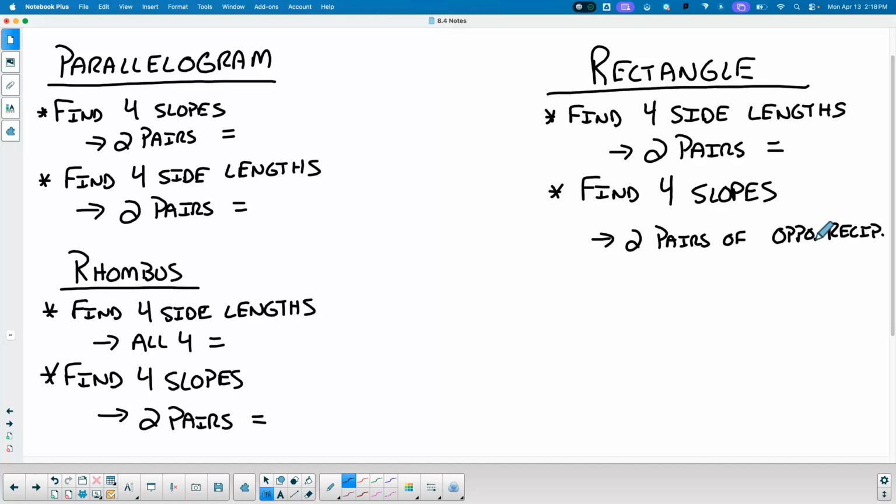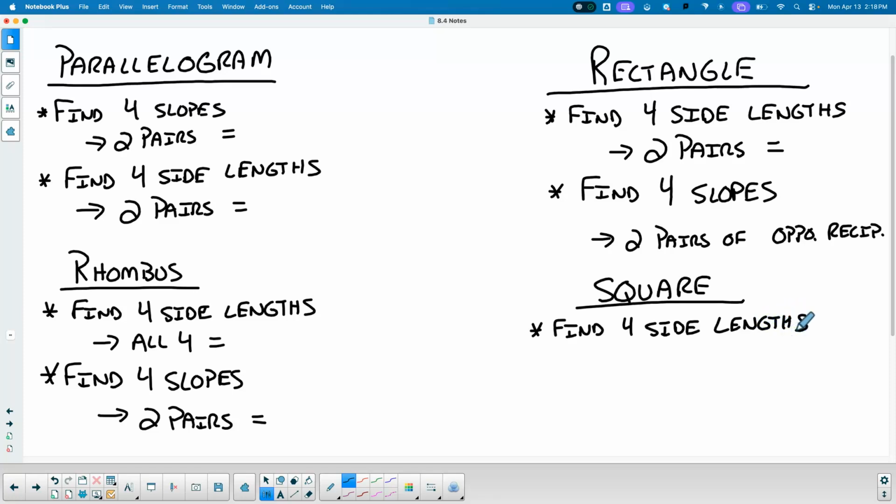If it's a square, what do you have to show me? Four side lengths, all four are equal. And then you find the slopes. Four slopes, opposite reciprocal, so kind of like what the rectangle was.